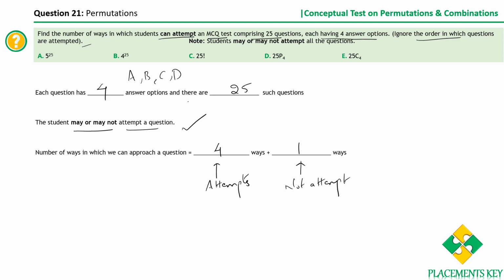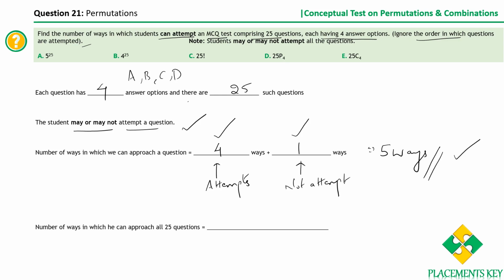Is it clear? If he attempts a question, he can approach in 4 ways. If he doesn't attempt, that is also a way, right? Therefore, it is one way here. Totally, it is 5 ways. He can approach a question in 5 ways. Please be very careful here. It's not given that he has to attempt all the questions. Therefore, attempting is one way, not attempting is one more way, so totally it is 5 ways.